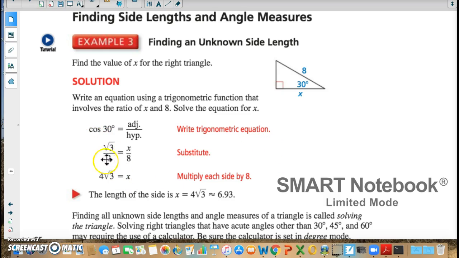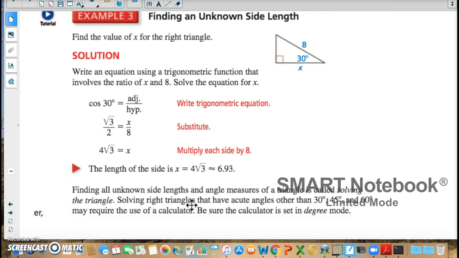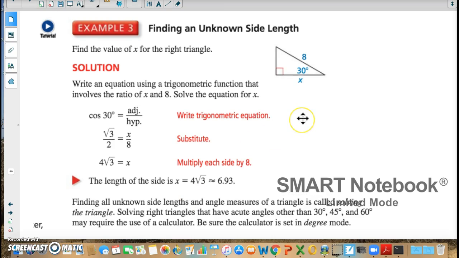Okay, take a look at this work. You know the ratio is square root of 3 over 2 equals x over 8, and you simplify and solve. And this is using, again, the special right triangle rules. Okay, the cosine of 30 is square root of 3 over 2. The adjacent is x over 8. You're using that ratio.